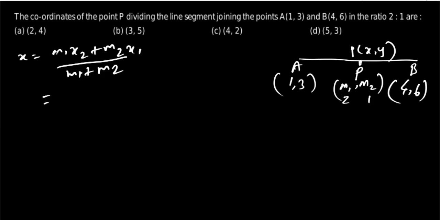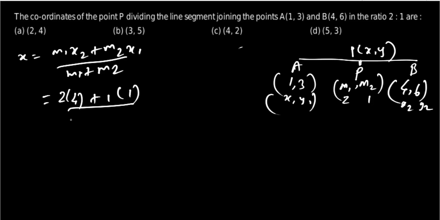So M1 is 2. So 2 times x2, which is 6. So 2 times 6, x2 is 4. Here this is x1, y1 and x2, y2. So x2 is 4 plus M2 is 1 and x1 is 1, divided by M1 plus M2, that means 2 plus 1. That means 2 4s are 8, 8 plus 1, 9. 9 by 3, it will become 3. So next we will get the y coordinate point of P.